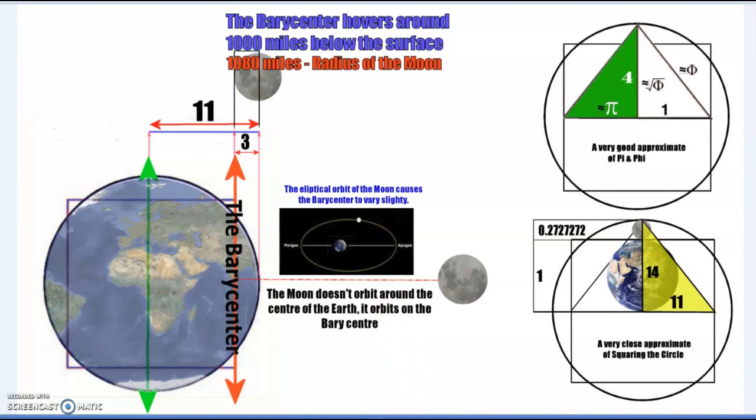So the Moon has a radius of 1,080 miles, and the barycenter will be at 1,080 miles, depending on which position between apogee and perigee. It will also pass through 1,005.3997 miles, which is 5,000 kilometers, the golden number times 1,000 kilometers.